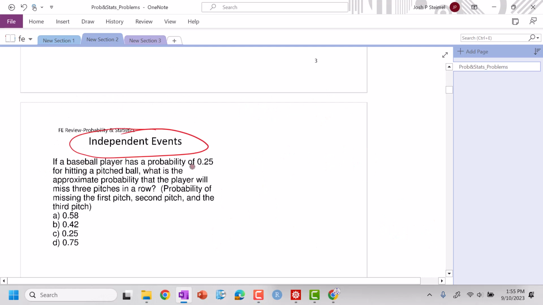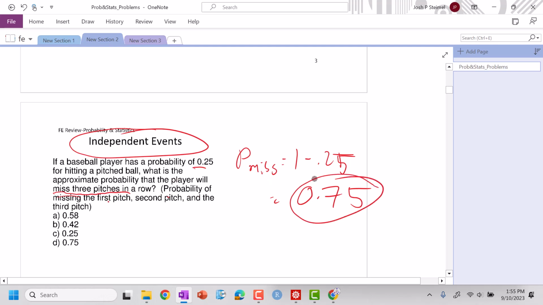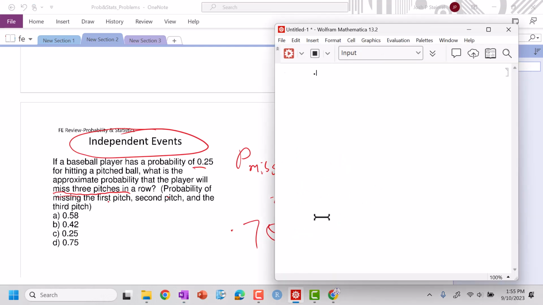If a baseball player has a probability of 0.25 of hitting a pitched ball, what is the probability that the player will miss? The probability to miss is just 1 minus 0.25, which is equal to 0.75. What's the probability that they miss 3 pitches in a row? So 1, 2, and 3. This is where we're actually multiplying because there are 3 events. So 0.75 times 0.75 times 0.75, so 0.75 cubed.